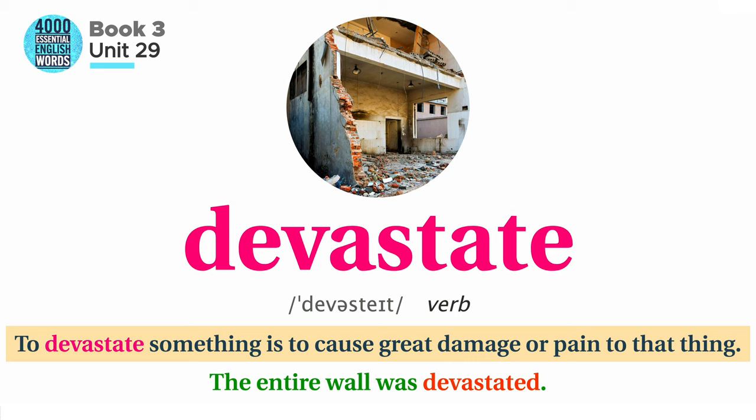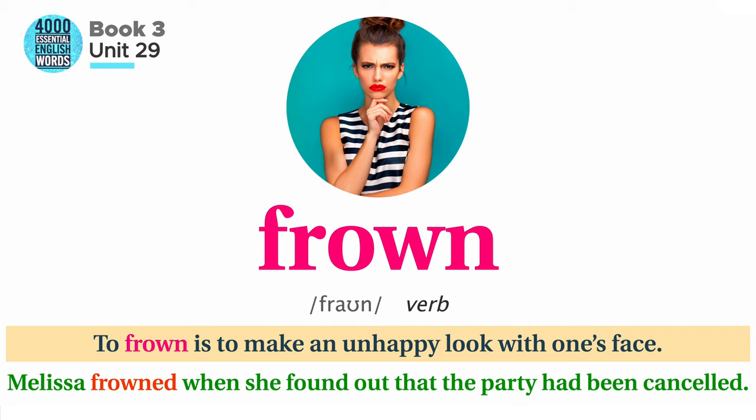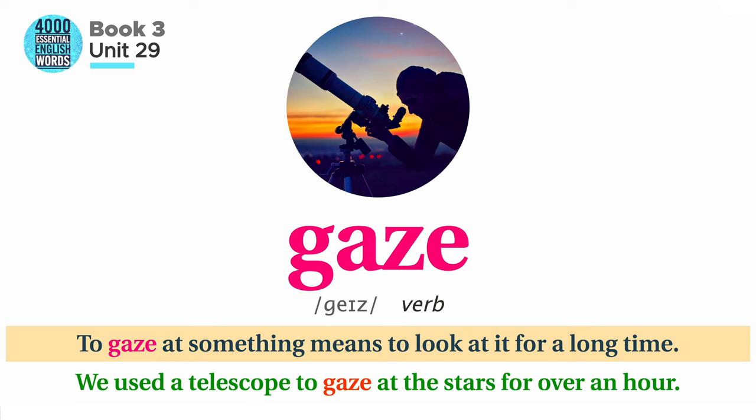Frown. To frown is to make an unhappy look with one's face. Melissa frowned when she found out that the party had been canceled. Gaze. To gaze at something means to look at it for a long time. We used a telescope to gaze at the stars for over an hour.